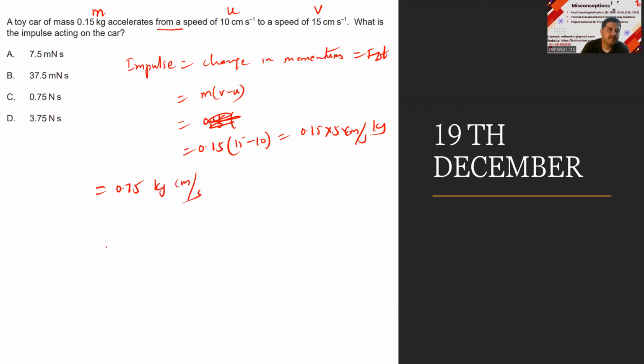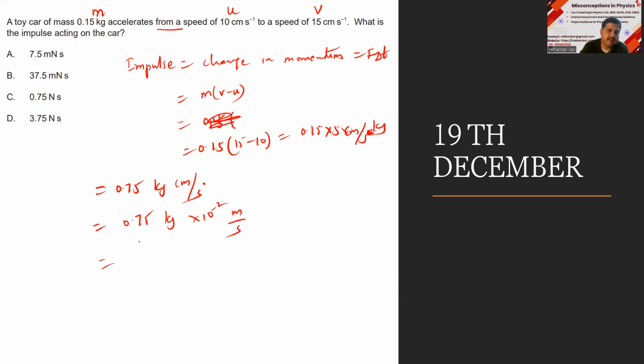But what is being asked? Don't just directly mark this one. Okay, let us find out what is the correct one. So this should be 0.75, because you see the answer is in Newton second. I need to convert this to meters. Kg centimeter per second. That's right. And this one I'll write as 10 power minus 2 meter per second.